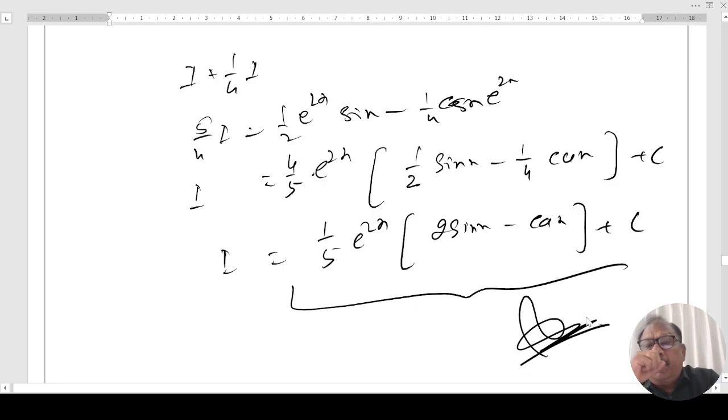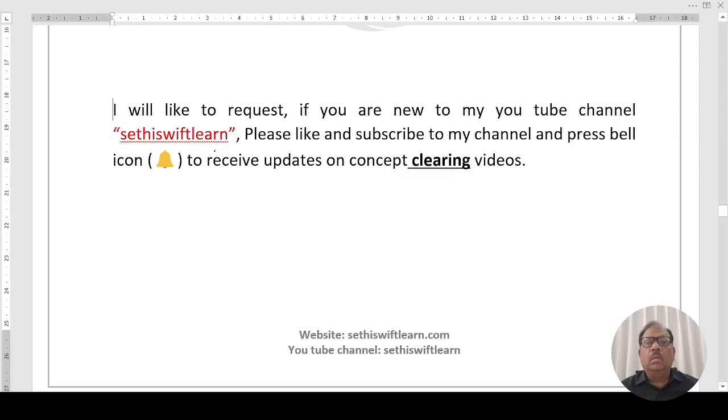In such type of question, e to the power x into sine or cos है, so we will integrate 2 times. After 2 times, we will get the same expression as we started from the question. But replace this side by I, rearrange it, find the answer, right?